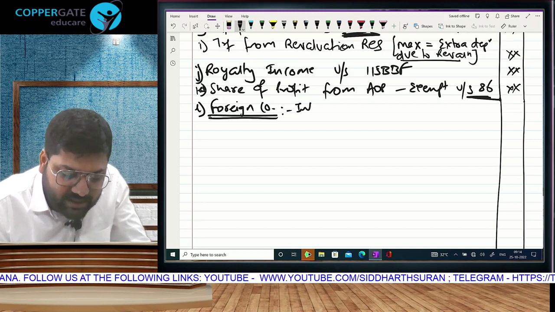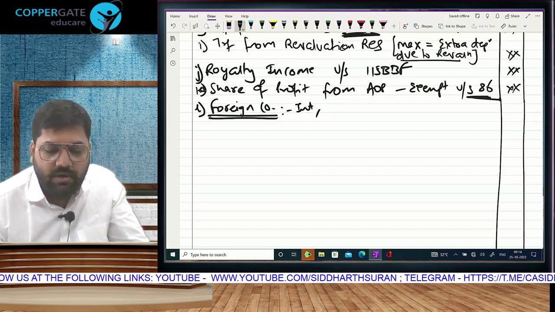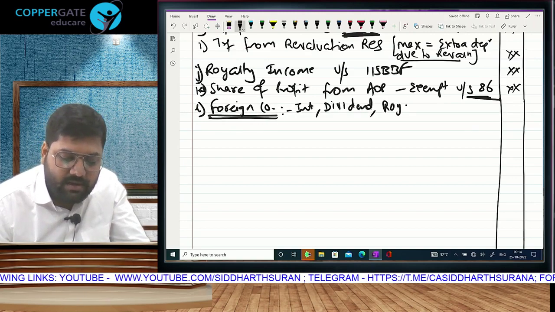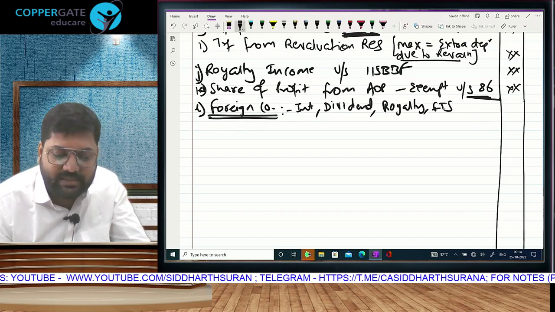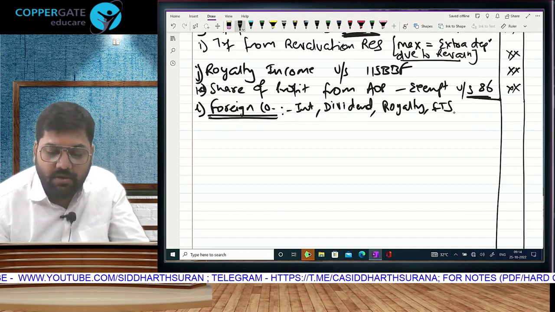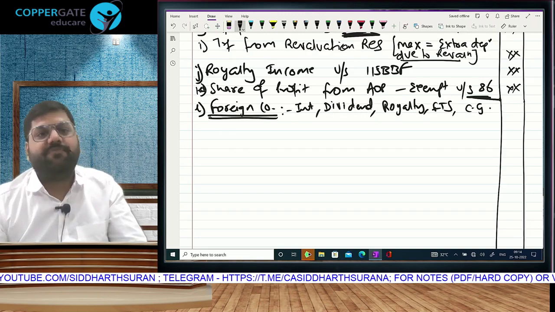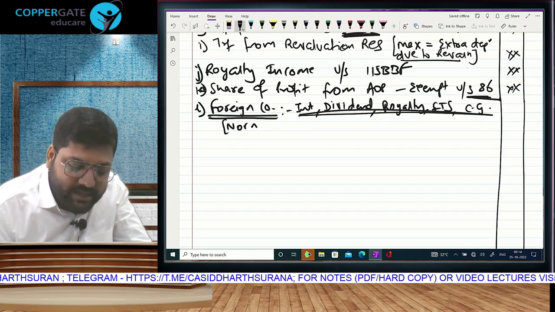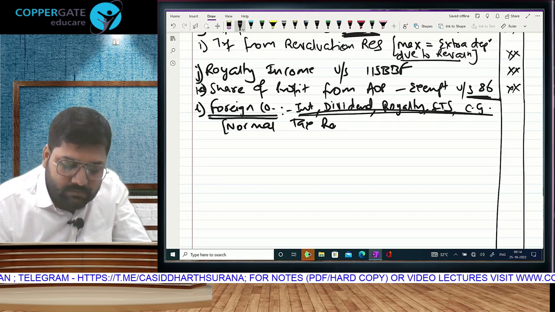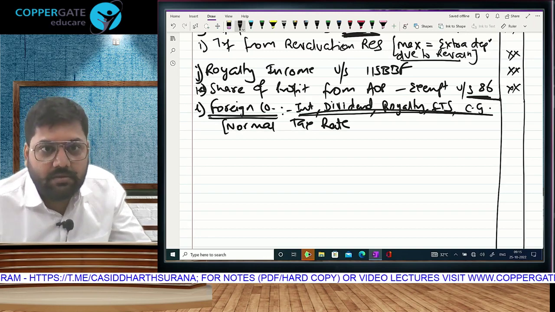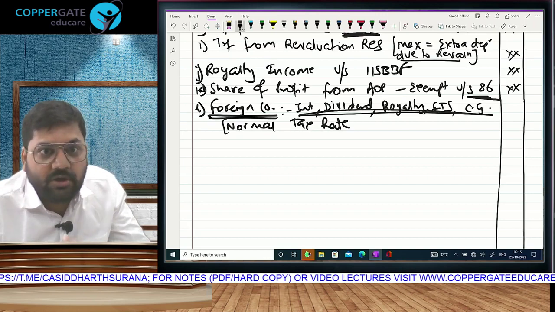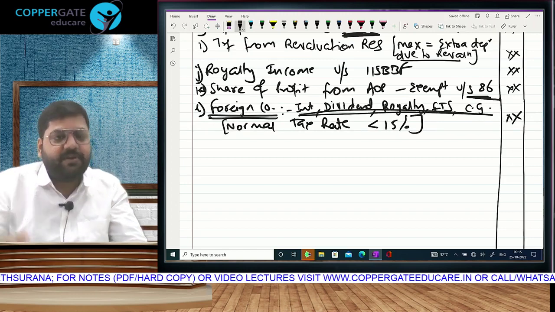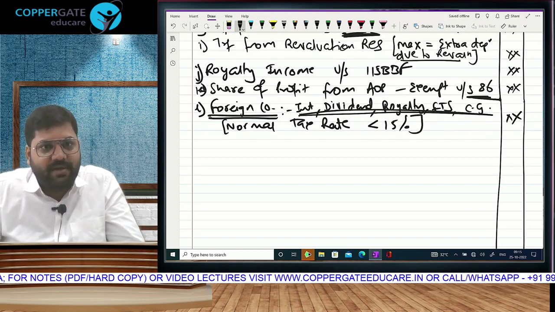A foreign company in our country is earning income in the form of interest. It is earning income in the form of dividend. It is earning income in the form of royalty. It is earning income in the form of fees for technical services. You know the meaning of all these incomes. Or it is earning income in the form of capital gains. For these 5 incomes, where the normal income tax rate, meaning outside of MAT, under the normal provision, is less than 15%. What is the significance of 15% in book profit? That's the rate of MAT.